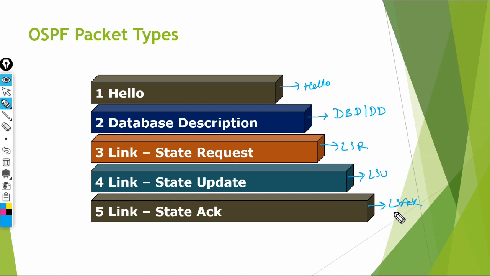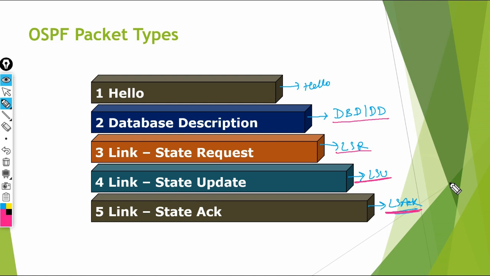The hello packet is basically used between the routers to exchange hellos, and later on to form the neighborship and to maintain the neighborship. The DBD packet is for the database update, LSR is to request the update, LSU is to send the update to the neighbor router, and LSAck is basically for acknowledgement purposes. So these are the 5 different types of packets available in OSPF.